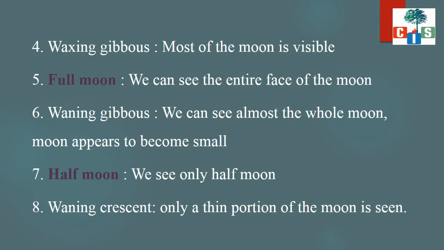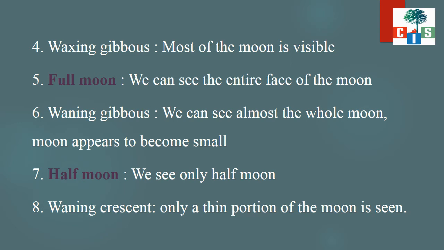But during this phase, what happens? The moon appears to become small. So scholars, here you can see waning means becoming smaller, and in the previous phases, waxing means becoming bigger. After the waning gibbous, the seventh one is the half moon, and again in this phase we can only see half of the moon. And the last phase is waning crescent. In this phase only a thin portion of the moon can be seen, called the waning crescent.